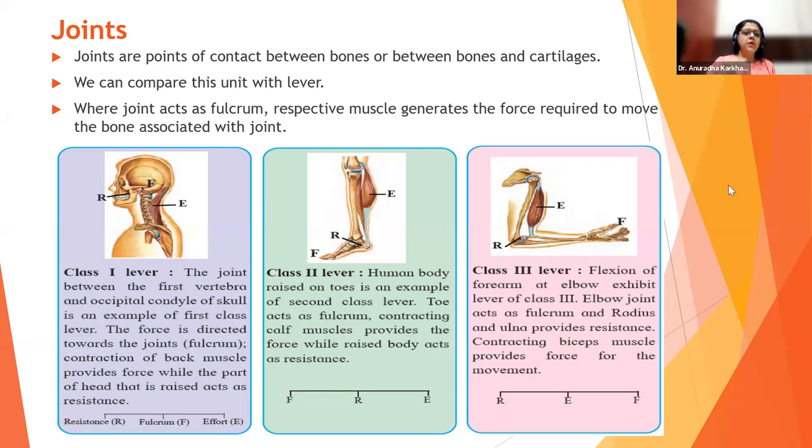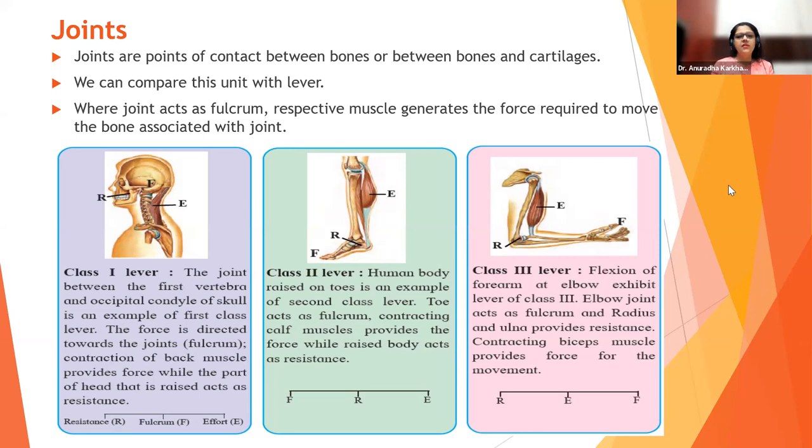So, what are joints? Joints are points of contact between bones or between bones and cartilages. Any particular joint that you take, any joint of your body, it's because of these joints that movements are really possible. Imagine if your knee could not be bent, if the whole knee was a problem, it would have been very difficult for us to walk. Rather impossible, I would say.